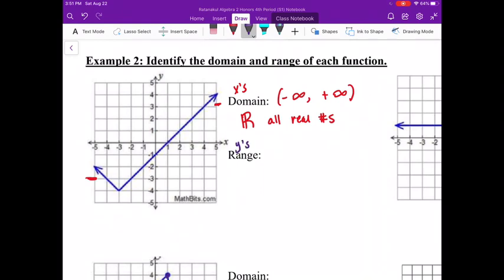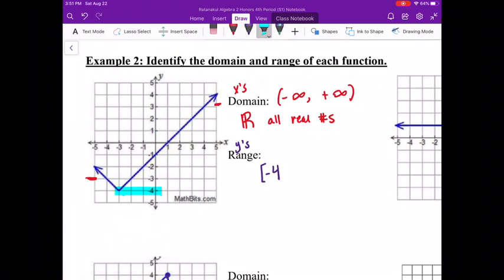When we're talking about range, we're looking at our y's. So we're looking at the lowest point of the graph and the highest point of the graph. My V starts right here, and you want to look at where that is on the y-axis. It's going to start at -4, and we're putting a bracket there because it is part of the V.